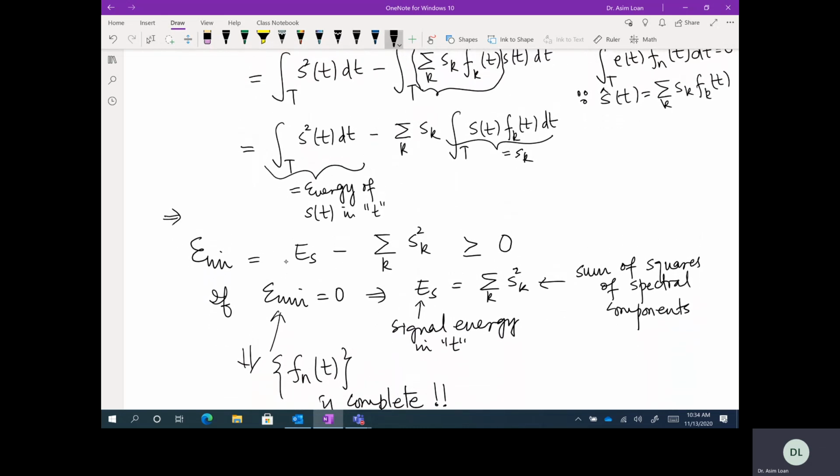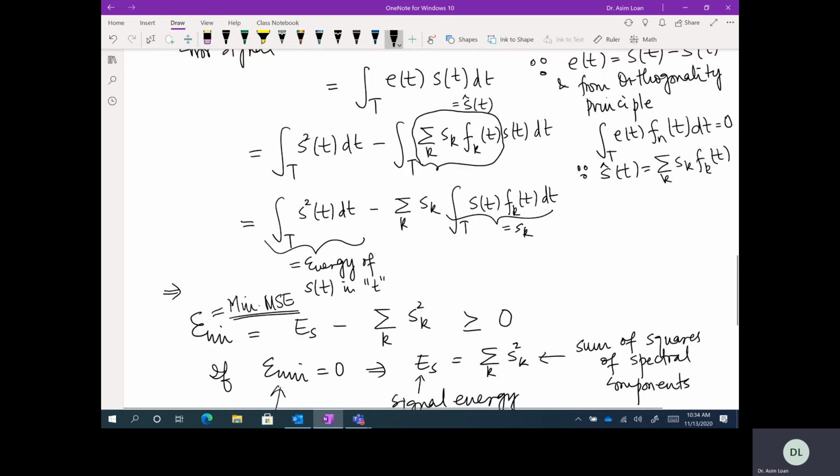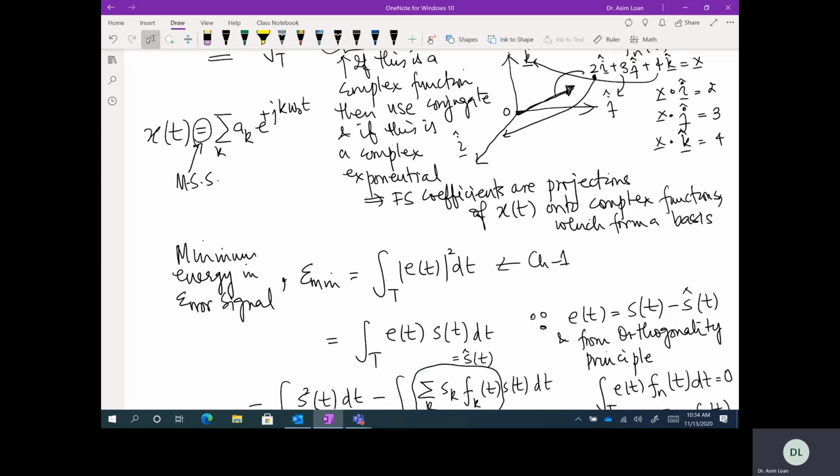What we are doing with E minimum is minimizing the mean square error. Since we are minimizing the mean square error, this equality is in the mean square sense, right? What it means is that you want to minimize the error between x of t and its Fourier series representation.